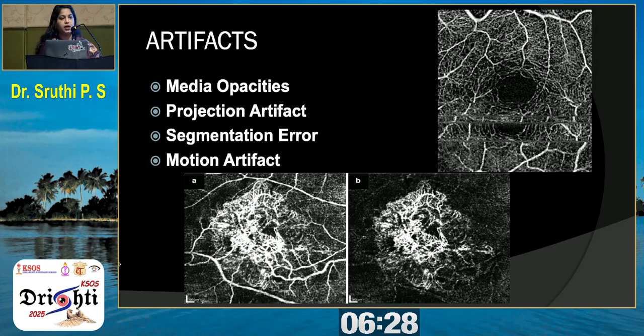When we order OCTA, we have to look for artifacts. Media opacity can decrease image quality. With the projection artifact, we will get an overlap of the superficial and the deep vessels. There is also segmentation error in cases like macular edema. When IRF and SRF are present, we will not get proper segmentation of the layers. Then there is motion artifact due to eye movement. The recent machines have eye tracking systems, so these motion artifacts are less.